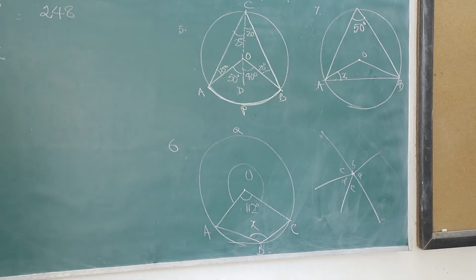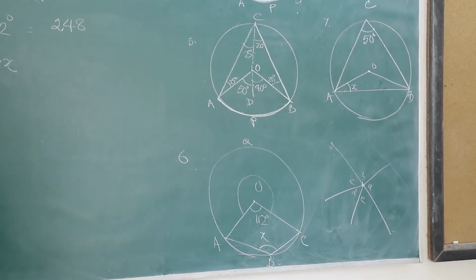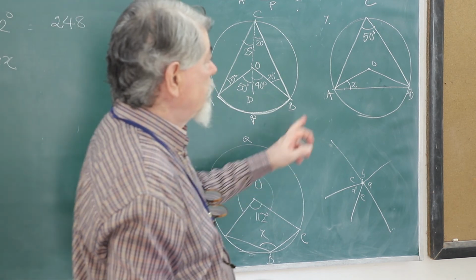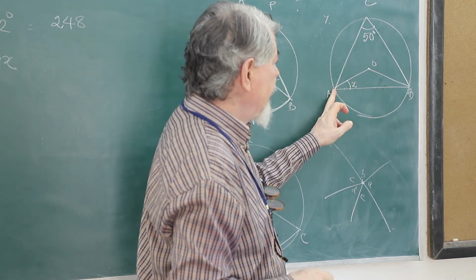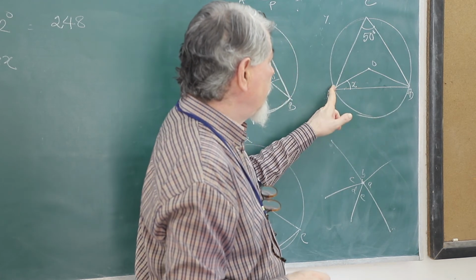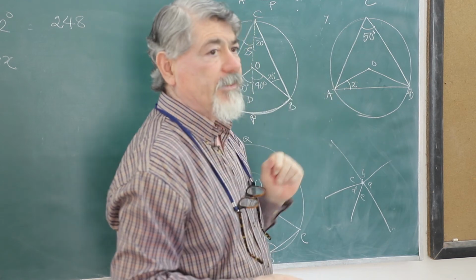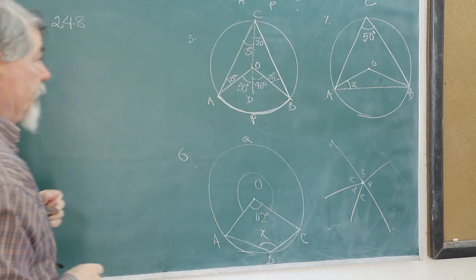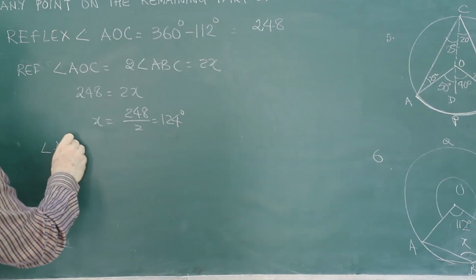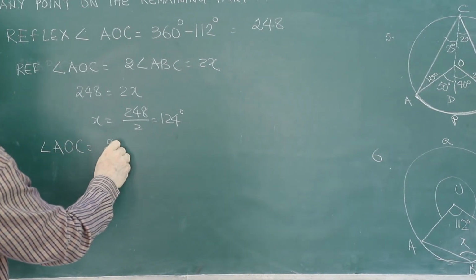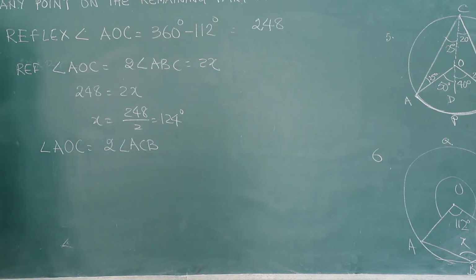Now let us see question number 7. In question number 7, we have O is the center of the circle, A is joined to B, ACB is given as 50 degree. We have to find the value of X. We know that angle AOB, that is angle at the center, will be double the angle at the circumference, ACB, subtended by the same arc.